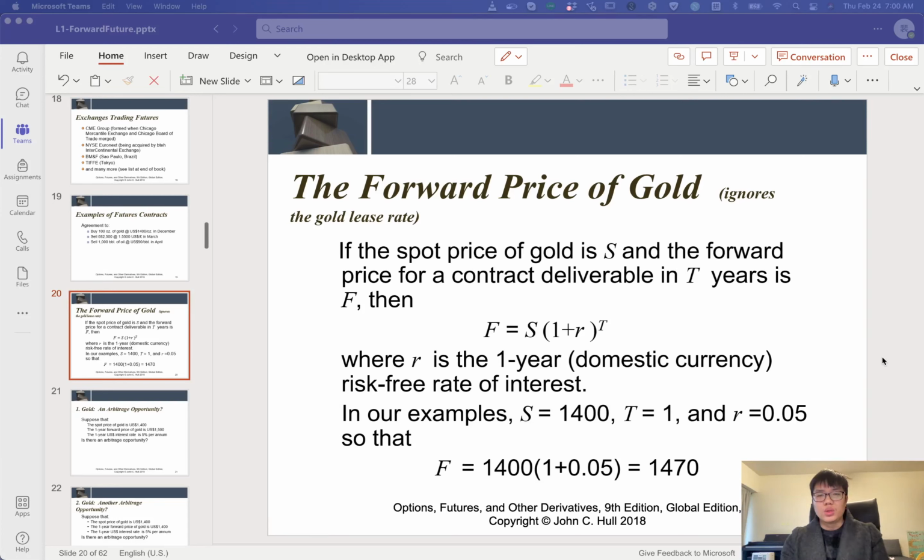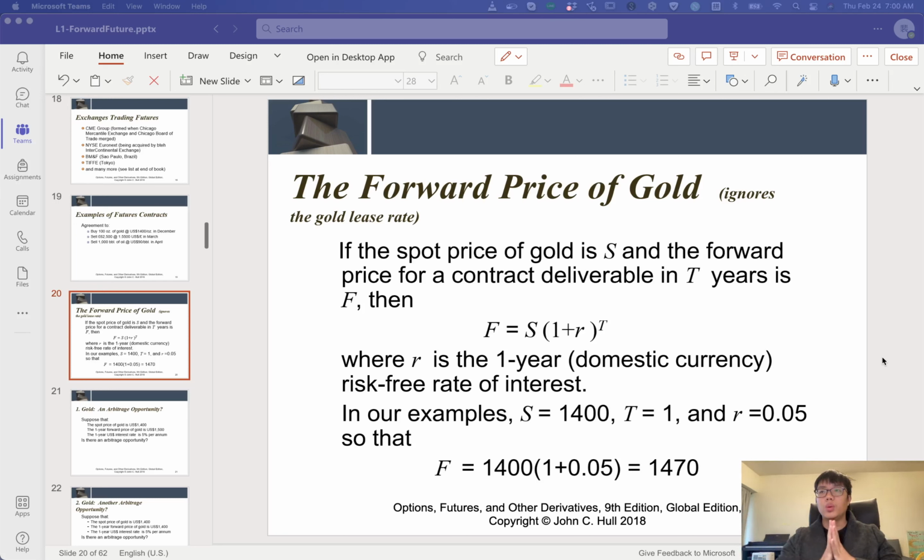So the next thing I want you to learn in this slide is the forward price of the contract. So what does that mean? It means that in the forward contract, we need to agree about the forward price. So what does it mean? It's the price that both sides, the buyer and the seller, agree to deliver in the future.